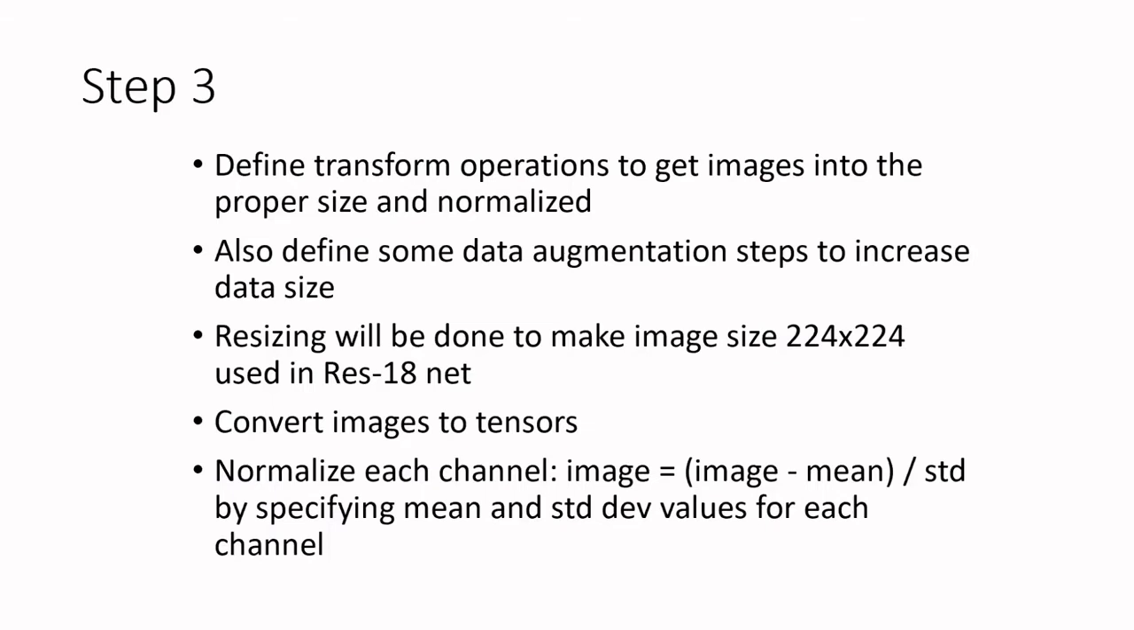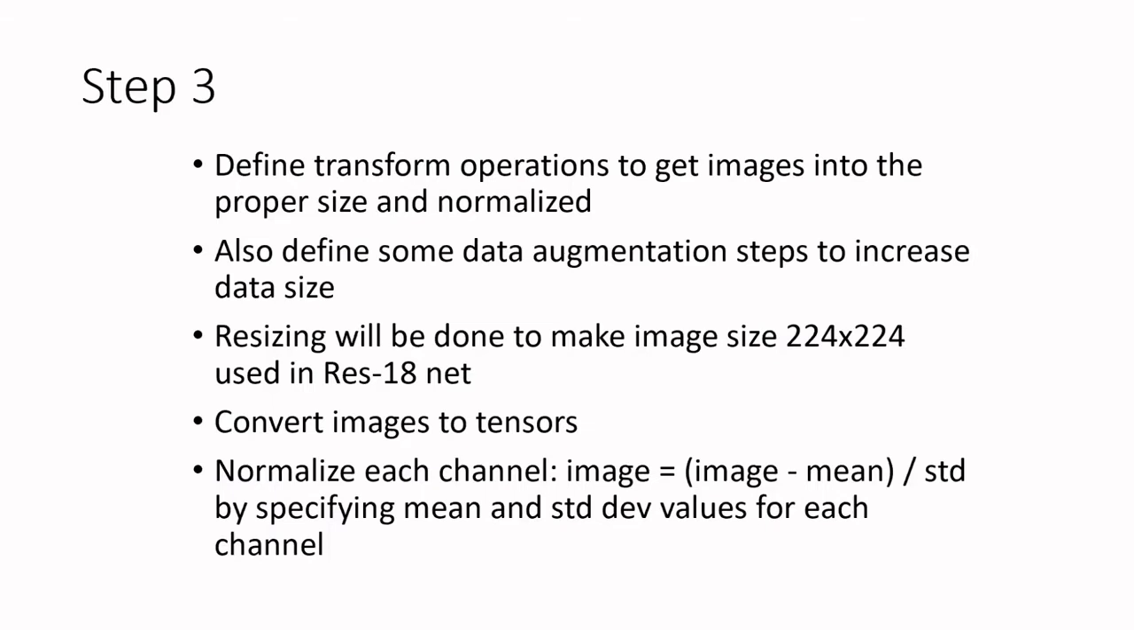Now, these images may not be in the size that the network expects at its input. So first thing we need to do is to get these images into proper size, and at the same time we also need to normalize them. Sometimes you may want to perform some data augmentation steps so that you have an effective increase in the size of your data.